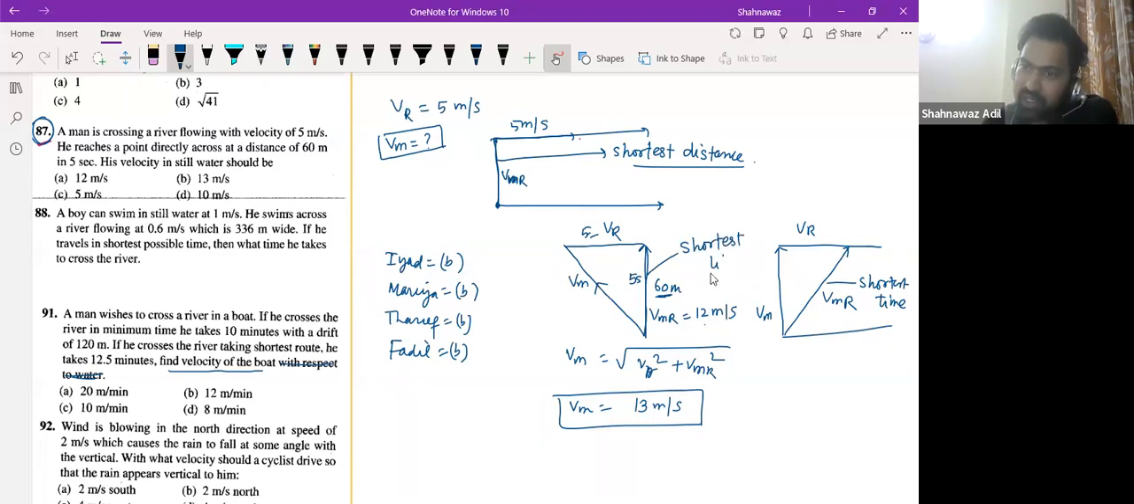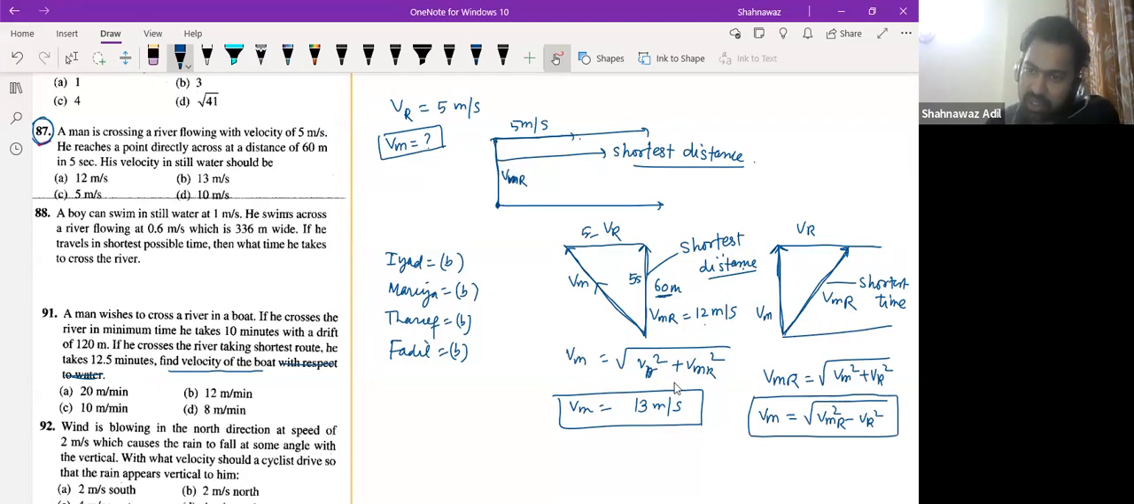Whenever they say shortest distance or shortest time, when they say shortest distance, the man has to move in this direction. When they say it is in the shortest time, the man has to move in this direction, and his resultant would be this. So then Vmr would be the root of Vm square plus Vr square. And in the other case, Vm would be the root of Vmr square plus Vr square. These are the two scenarios. In one case, this is the hypotenuse; in the other case, this is the perpendicular. So you have to remember which case we are talking about.